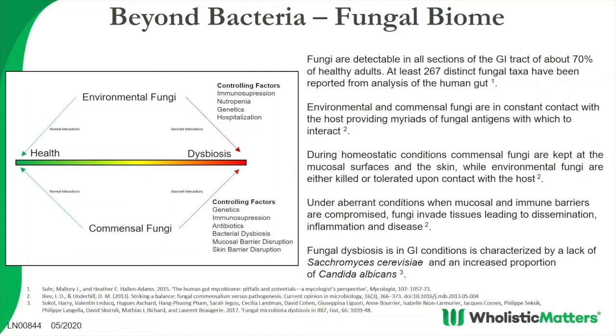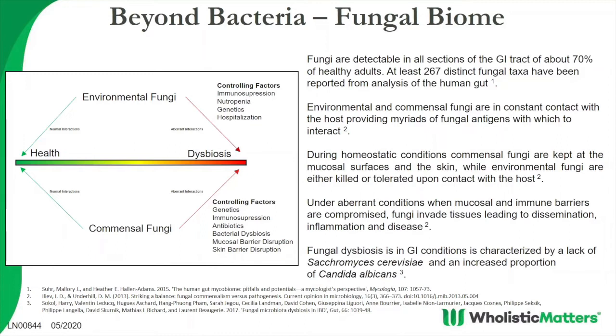But it's not all just bacteria. A lot of those examples I was giving earlier are just bacteria. You can also think about the fungal biome, and there's even a virus biome, a virome, that's now starting to be characterized. In the fungal biome, you see that there are a lot of different fungi, and they're detectable in almost all sections of the GI tract in about 70% of adults. And there are at least 267 distinct fungal taxa that have been reported in analyses of the human gut.